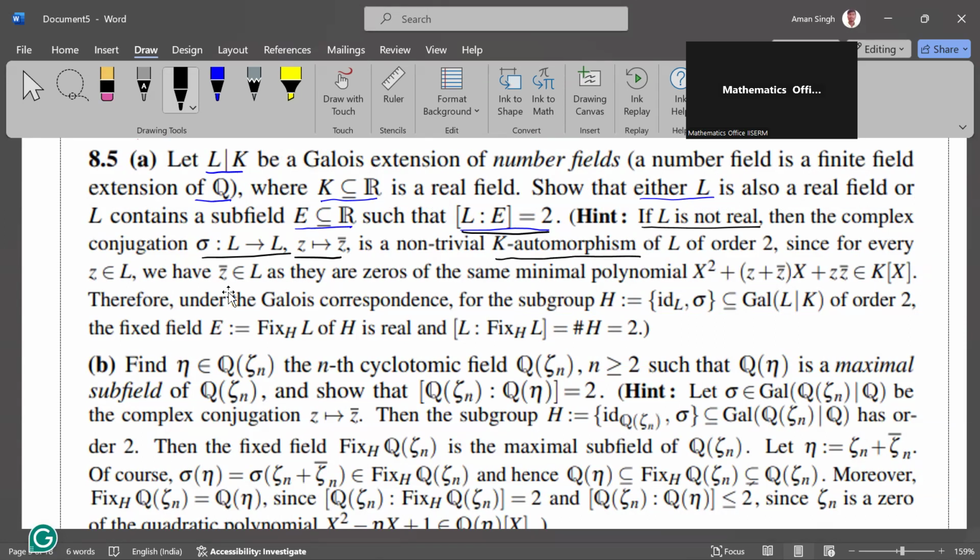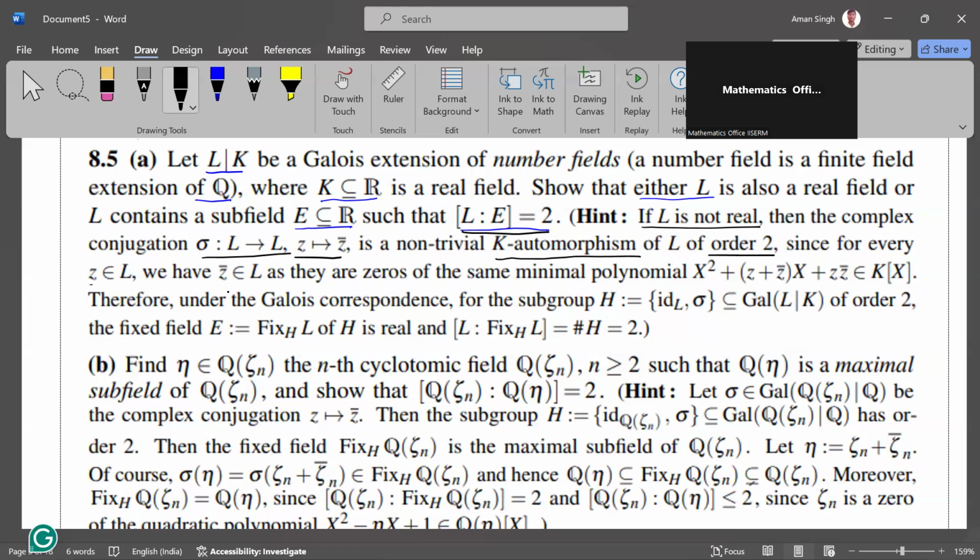All the elements of R are fixed. So in particular, elements of K are also fixed. So we can say they are K-automorphisms. So z going to z bar is an automorphism because elements of K are fixed. It is a K-automorphism. So its order is 2, because once you take z goes to z bar, and z bar goes to z bar bar, it becomes z. So it is of order 2.